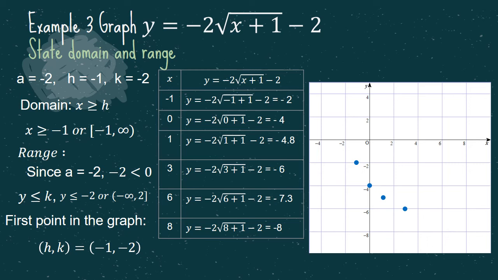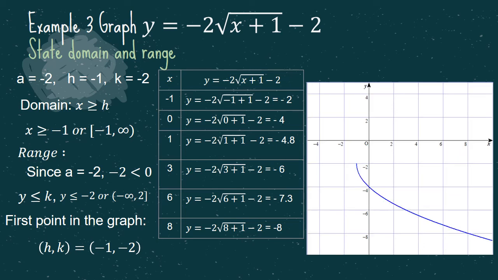3, negative 6. The point 6, negative 7.3. And finally, according to the points that I have on my table, 8 comma negative 8. And once I have plotted these points, don't forget the fact that the first point is this one, so my graph should begin at this point and it should go in this direction. So that's why the graph at the end looks like this.